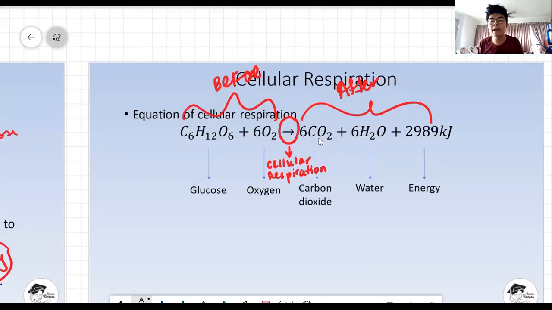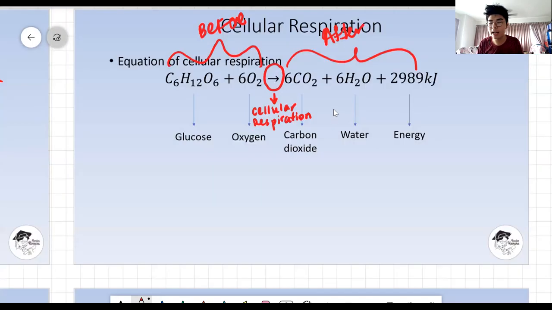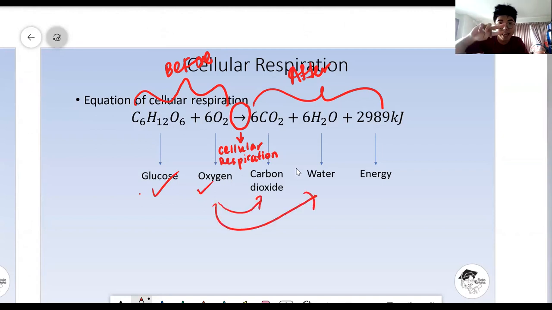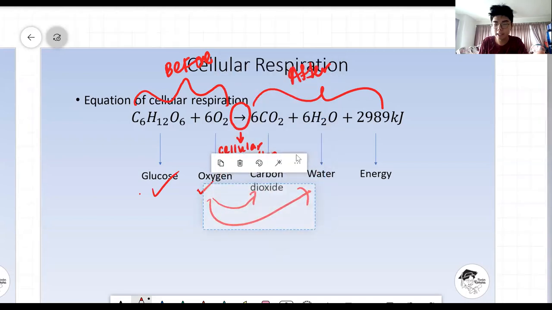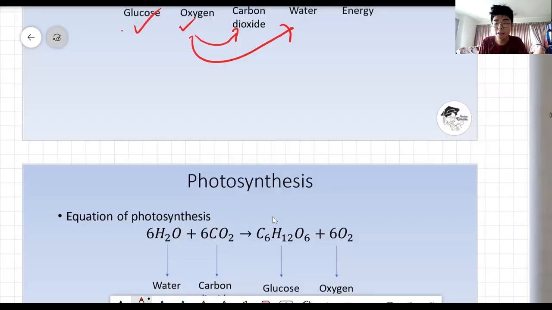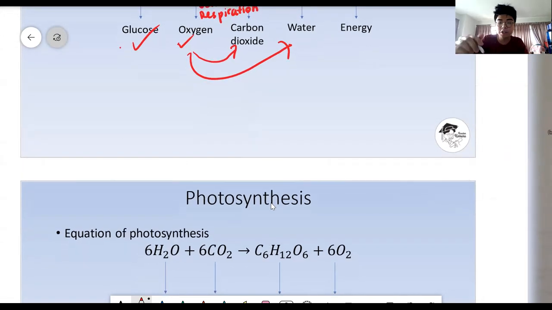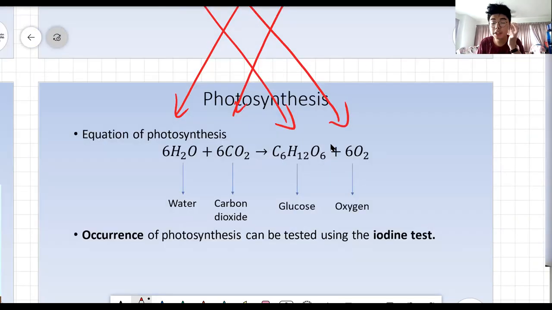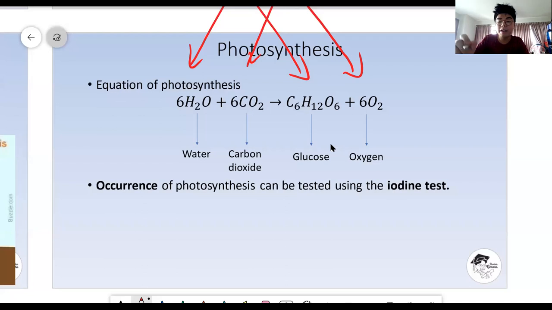Just now, when we were at cellular respiration, do you realize that actually we are using glucose and oxygen to make carbon dioxide and water? Now we are terbalik. Kita songsangkan proses ni. Now, just now you see, glucose and oxygen in the front. Now glucose and oxygen at the back. Carbon dioxide and water in the front. See, glucose and oxygen at the back, water and carbon dioxide in the front. What is this? This is photosynthesis.